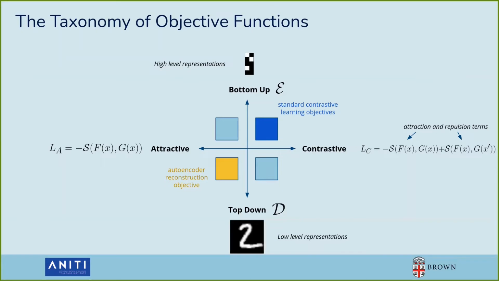In the taxonomy, bottom-up objectives are computed over high-level representations and top-down objectives are computed over low-level representations. Objectives based on attraction maximize the similarity of an output to a specified label, while contrastive objectives additionally minimize its similarity to other labels.